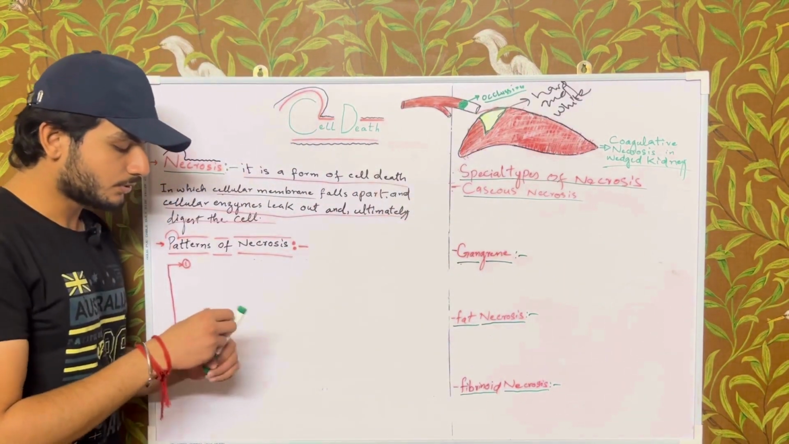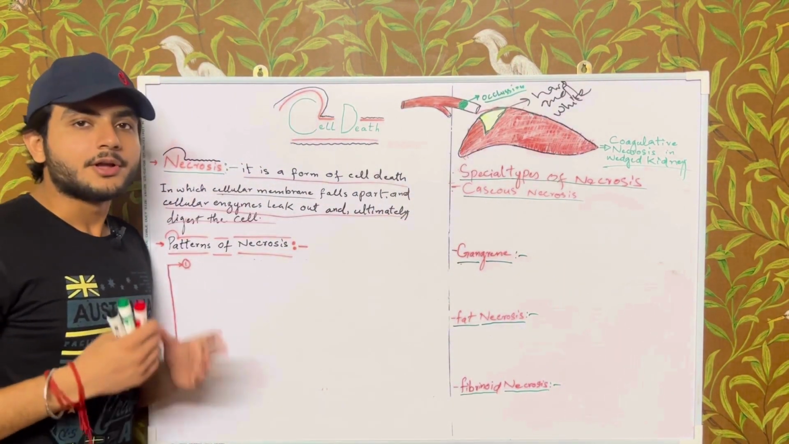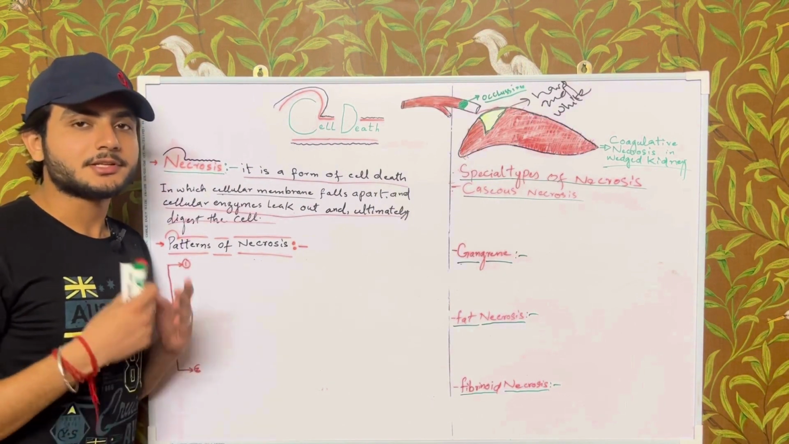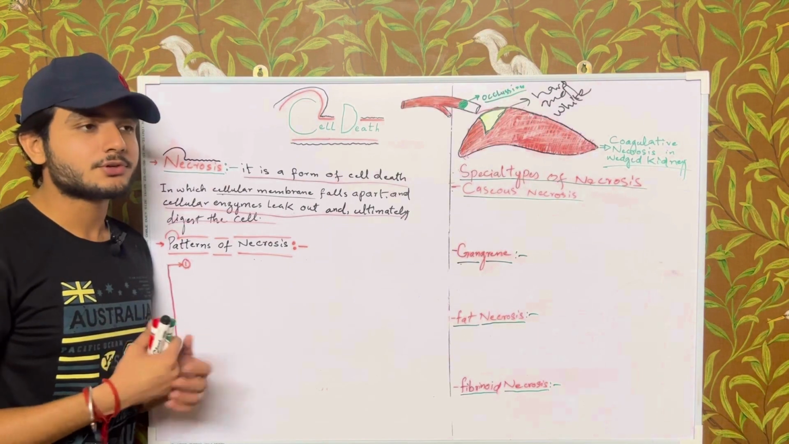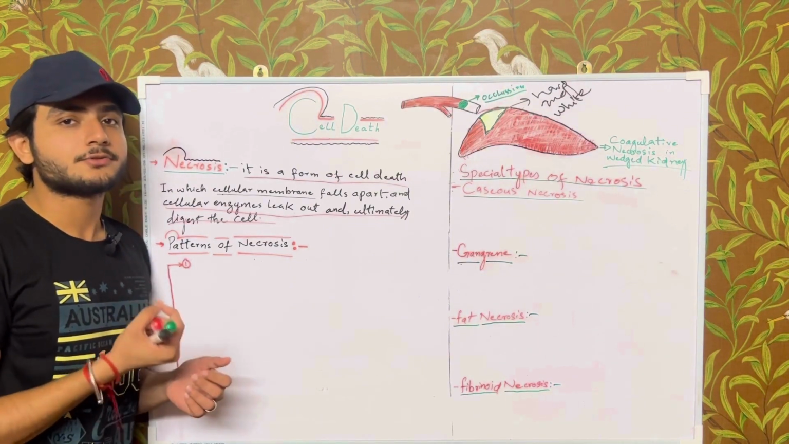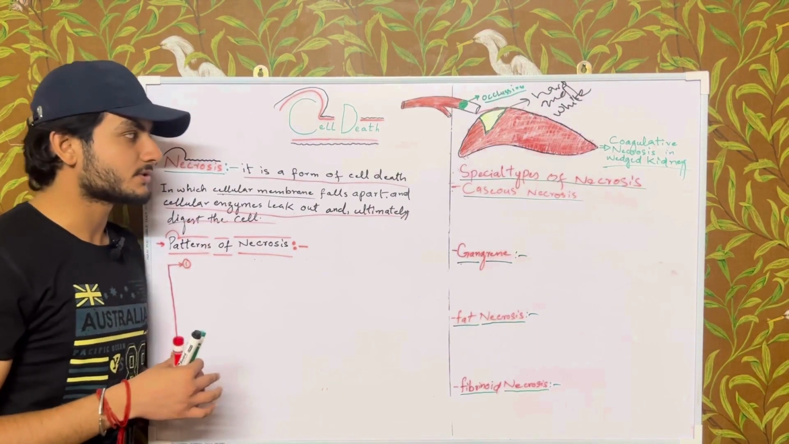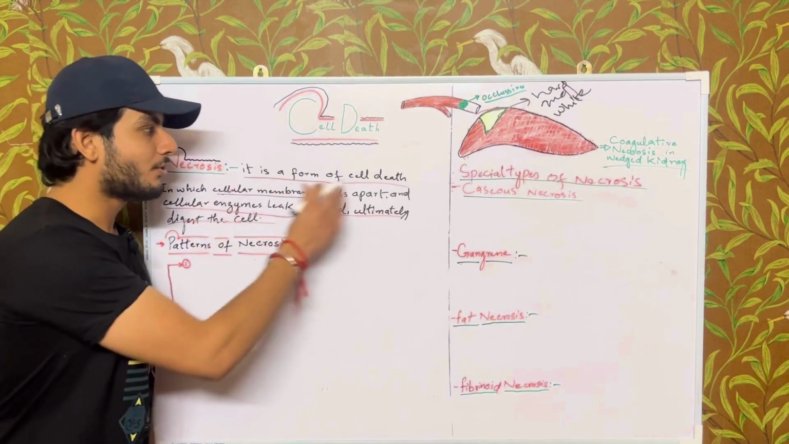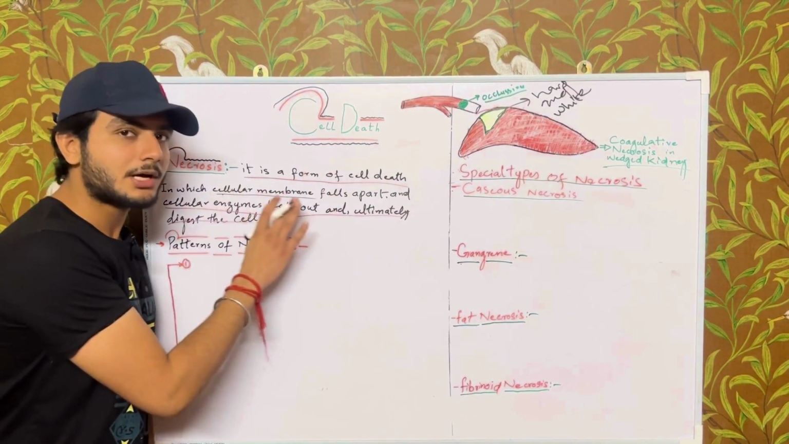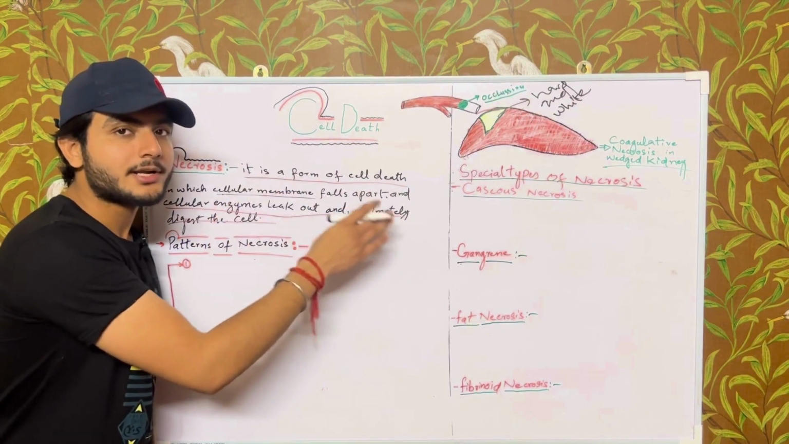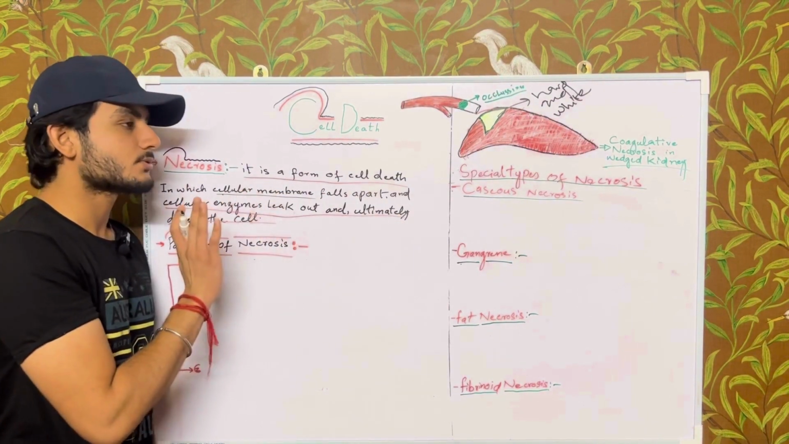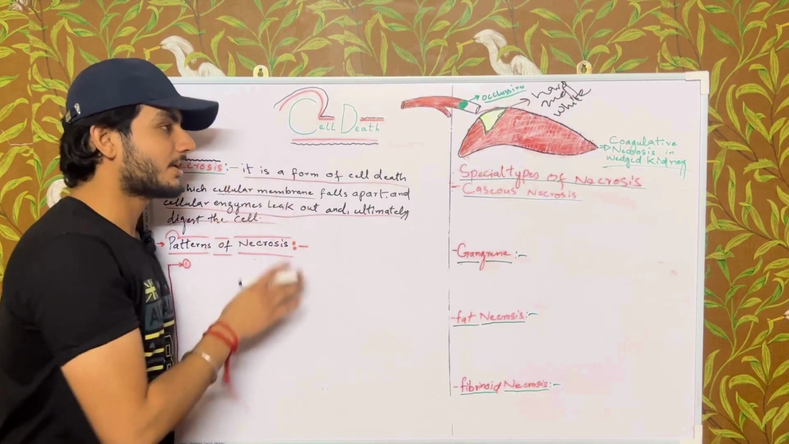Okay, so in the previous lecture, we discussed that irreversible cell injury always leads to cell death. So we have got so many forms of cell death. One of those forms is necrosis. So what is necrosis? Necrosis is a form of cell death in which the cellular membrane falls apart and cellular enzymes leak out and ultimately digest the cell. Okay, so this was the definition of necrosis.